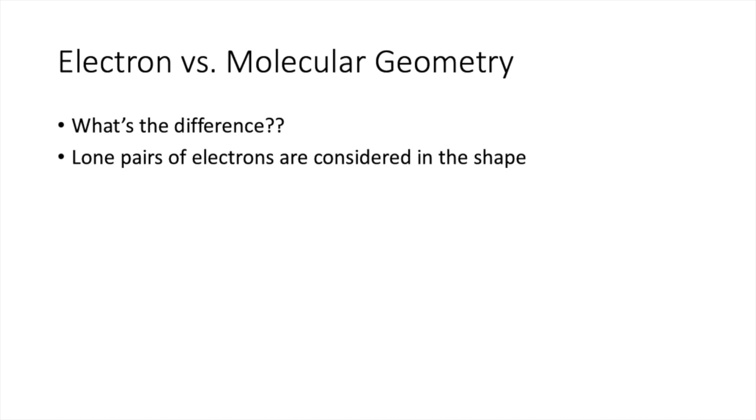And so, looking at electron versus molecular domain geometry, the real question is, what's the difference? Electron domain geometry is going to factor in the lone pairs of electrons when you are talking about the shape. When we were talking about molecular geometry in the previous video, you disregarded the lone pairs in the shape. You didn't count them as one of the branches off of the central atom. You only looked at what other atoms it bonded with in order to talk about the shape. But for electron domain geometry, you're going to count those lone pairs as a branch off of the central atom and use that to determine the name of the shape.